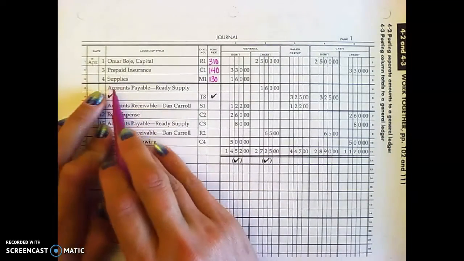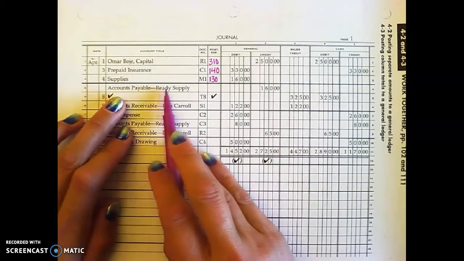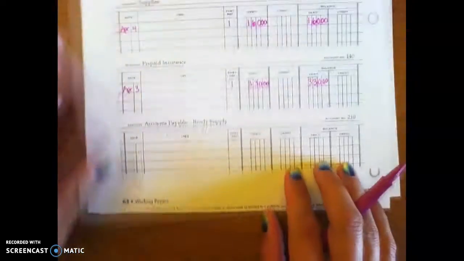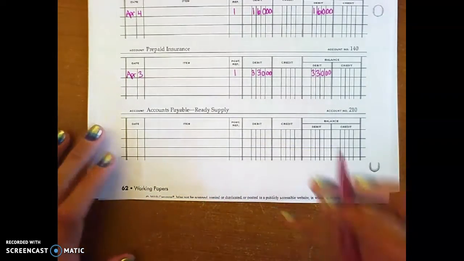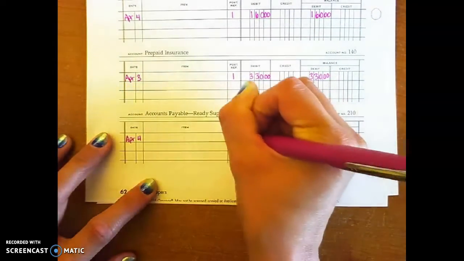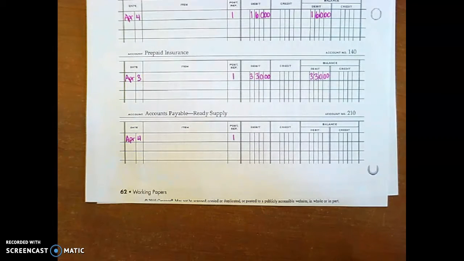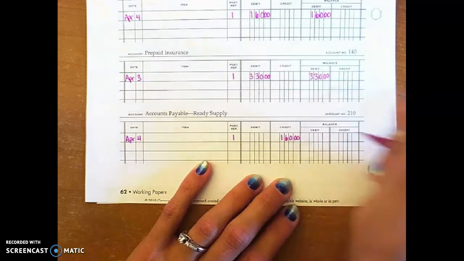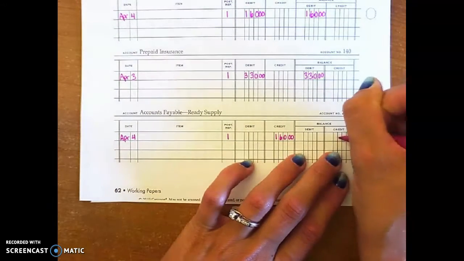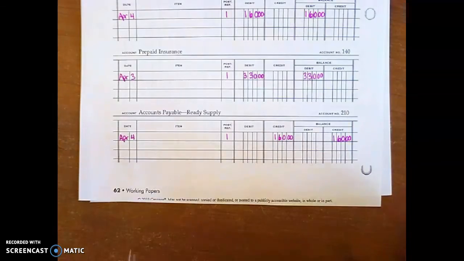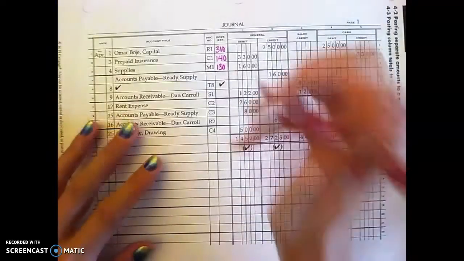The next one, this was also on the 4th here, the accounts payable Ready Supply. This one had a credit of $160. So we can flip that back over. This is at the bottom here on page 62. This was on April 4th. Post reference was 1. And this one had a credit of $160. So I will record that in the credit column. And that will then be my balance, my credit balance. So 210 will go in the post reference.